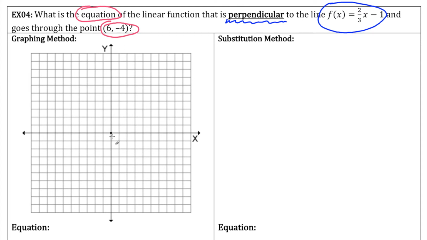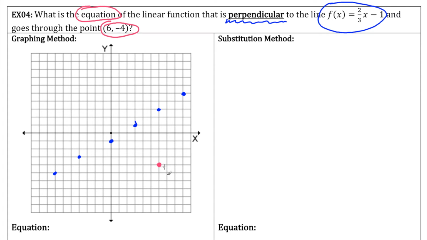Before we do that, let's graph this one. So 2 over 3 x minus 1. Minus 1, then up 2, right 3, and down 2, left 3. All right, cool. And our new one goes through 6, negative 4. So 6, negative 4.